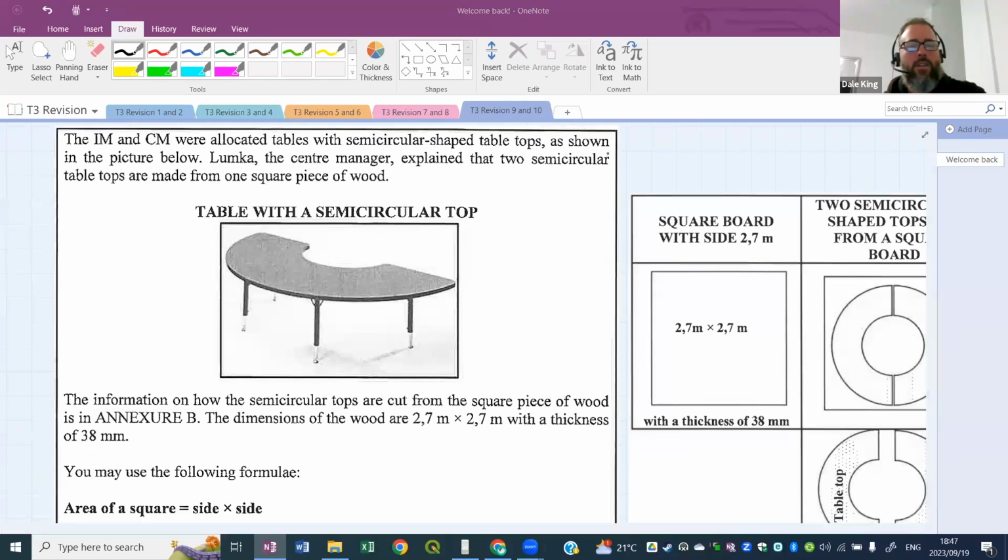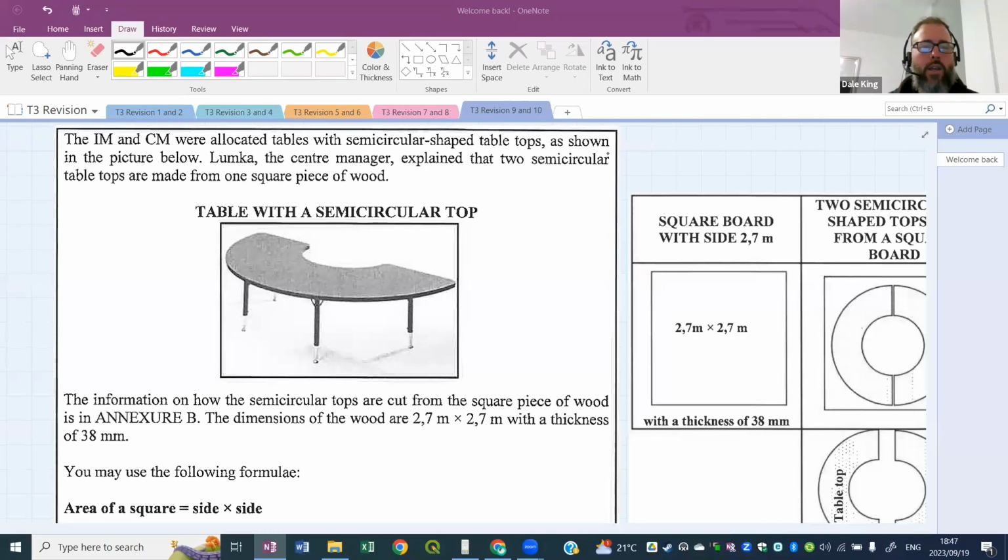All right, have a look at this, guys. The IM and CM were allocated. Don't worry who the IM and the CM were, but someone was allocated tables with semicircular shaped tabletops, as shown in the picture below. So there's a diagram with a semicircular tabletop. Lumka, the center manager, explained that 2 semicircular tabletops are made from 1 square piece of wood.